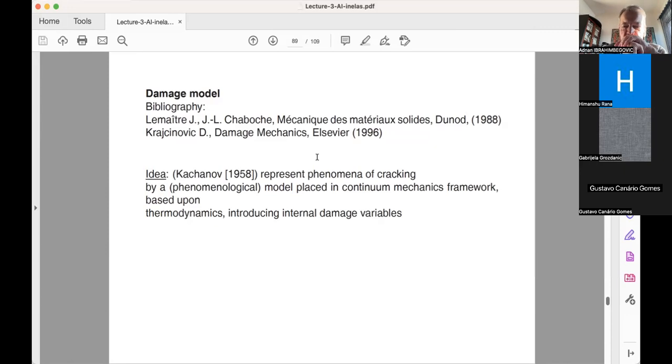It's really too much, because both of these books are not much about finite element computation. They are simply representations of the model and the different criteria that you might use. But both of these books follow the idea of Kachanov that goes back to '58, a representation of the phenomena of cracking. This is a phenomenological model placed into a continuum mechanics framework that is supposed to represent linear fracture mechanics.